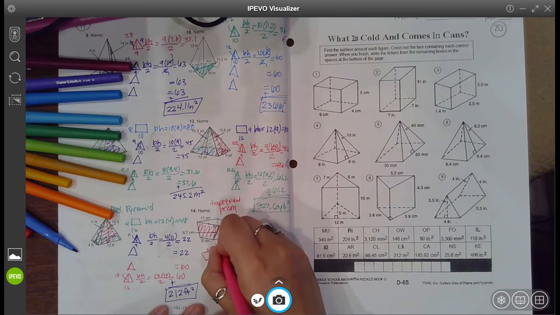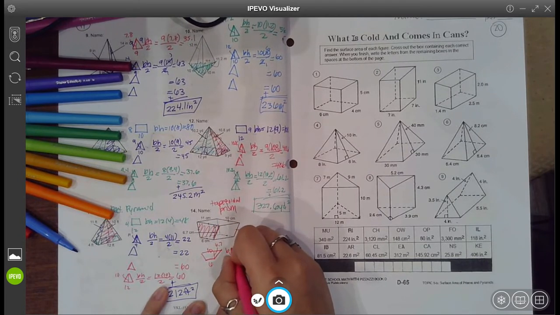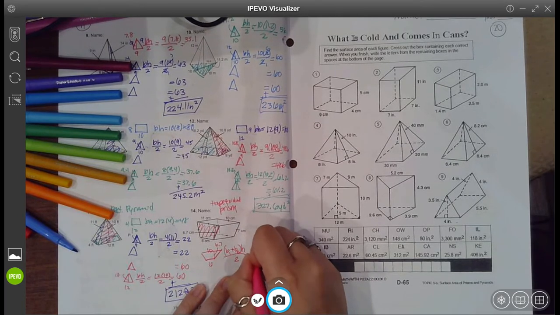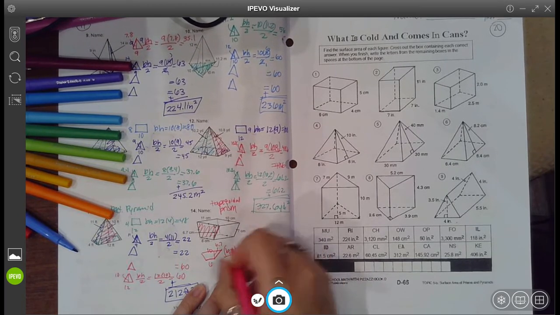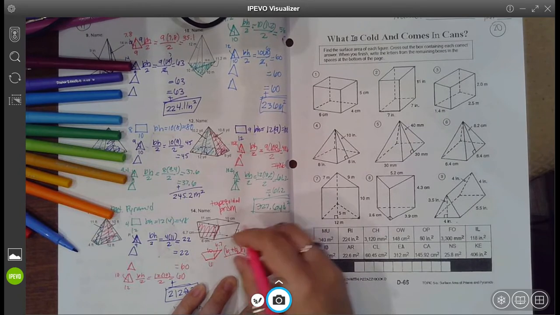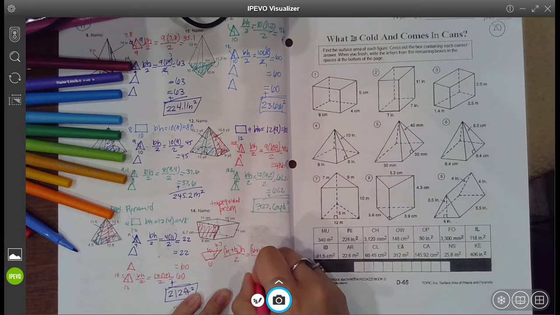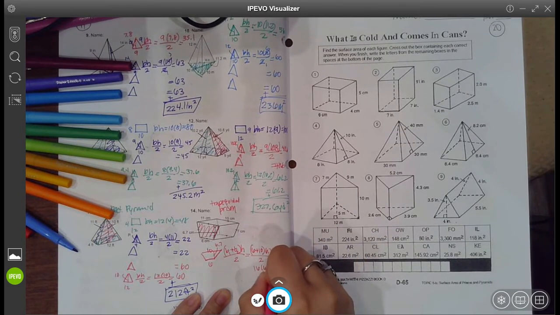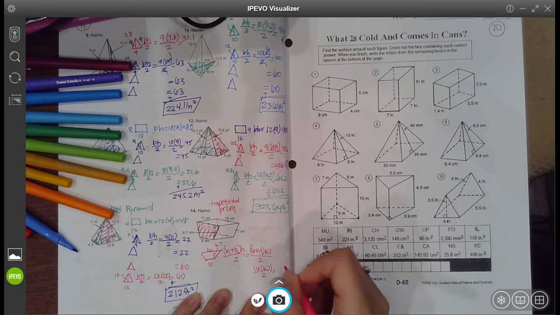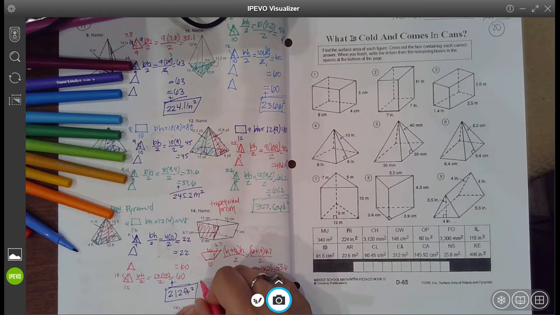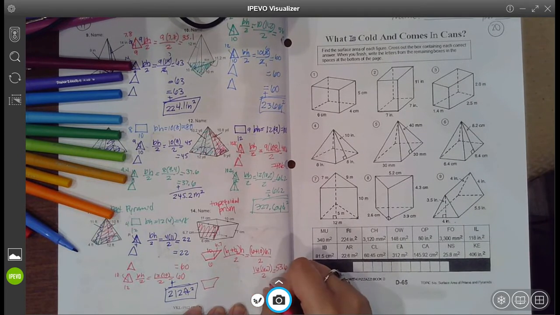It's 6.7. So base 1 plus base 2 times the height divided by 2 is 6 plus 10, 2 bases, times the height of 6.7 divided by 2. That is 16 times 6.7 divided by 2 for a total area of 53.6. And remember, you have 2 identical bases. So this is another trapezoid of 53.6.